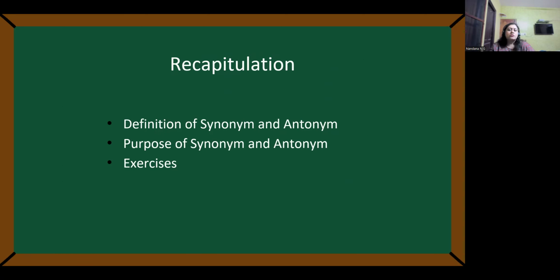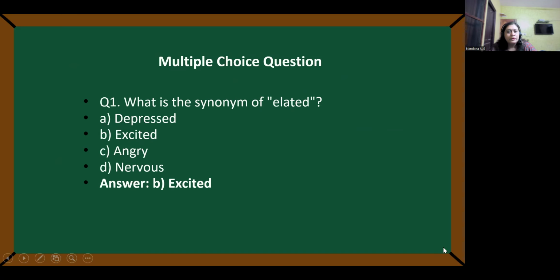Recapitulation. So through the course of this session, we found the definition of synonym and antonym, purpose of synonym and antonym, and also worked out the exercises given in the text. Multiple choice question. What is the synonym of elated? The options provided are depressed, excited, angry, nervous. Elated means to be very happy. So the obvious answer is option B, excited.